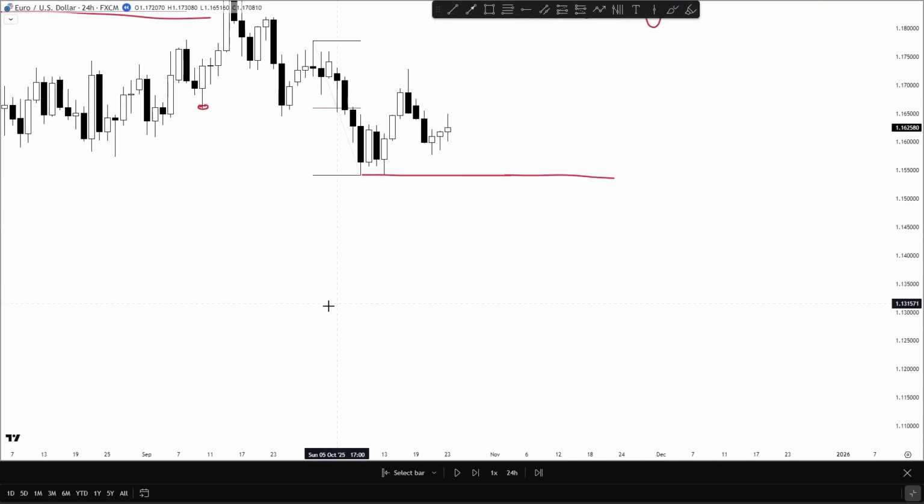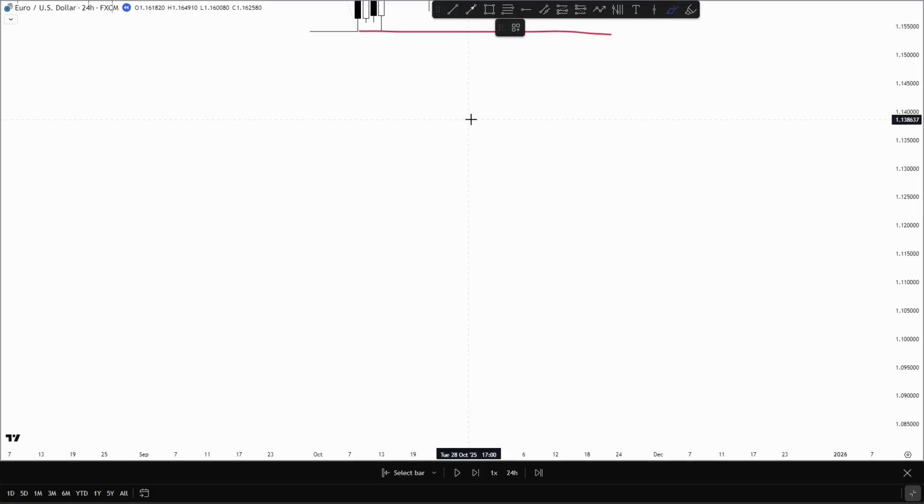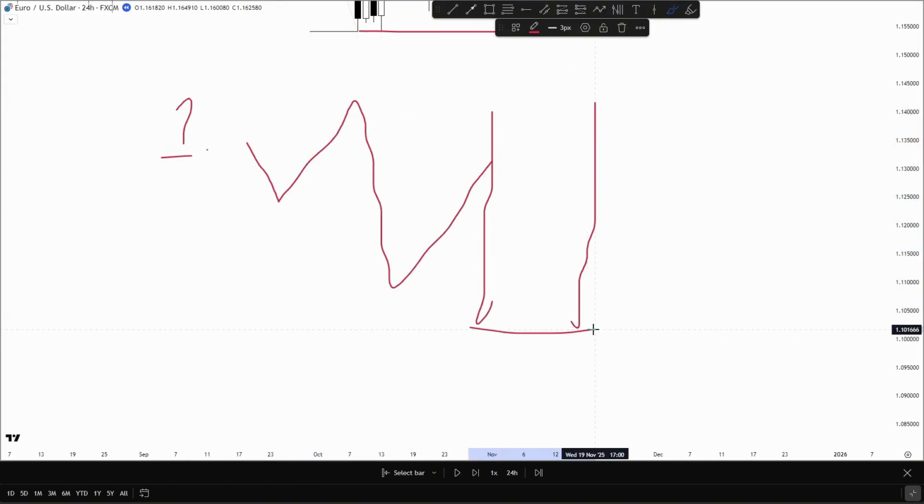Okay, now we could have three scenarios based on that. The number one scenario is, let's say the week opened right here. This is where the week opened, and this is the weekly range we have. The first scenario is that let's say price has already rebalanced the dealing range.